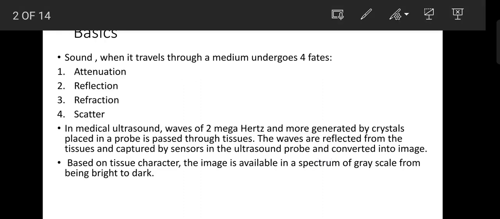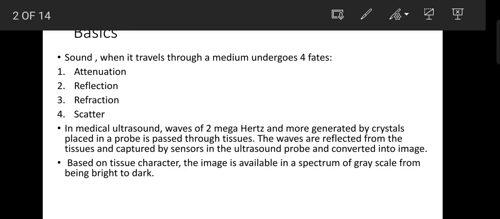Here we will talk a little basics about ultrasound which will help us with its use in critical care. Sound, when it travels through a medium, undergoes four phases: attenuation, that is, it dies down over a distance; reflection, refraction, and scatter. What classically happens when ultrasound beams hit air, they get scattered all over.